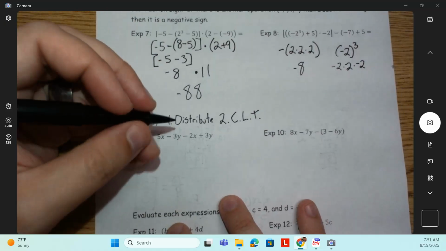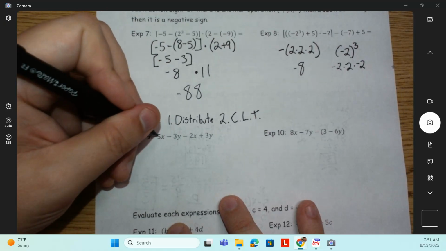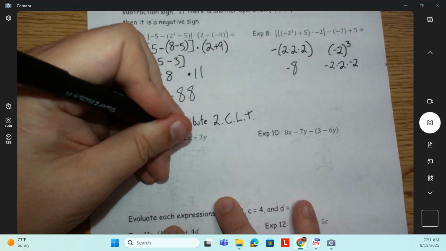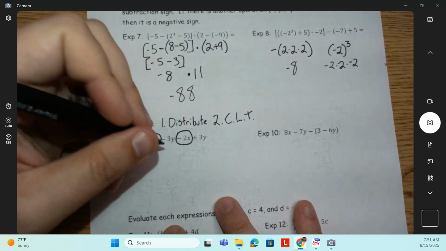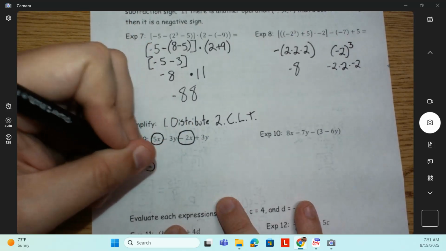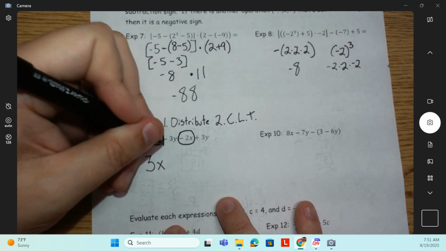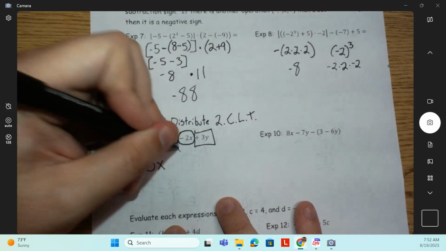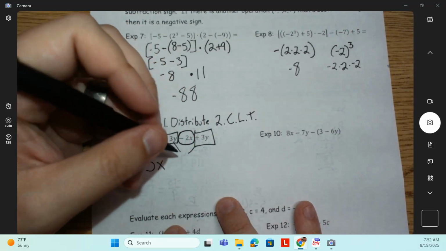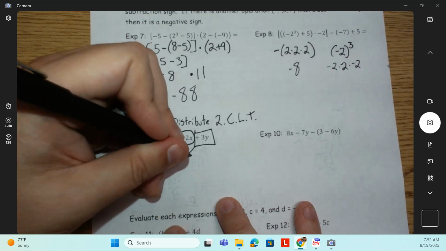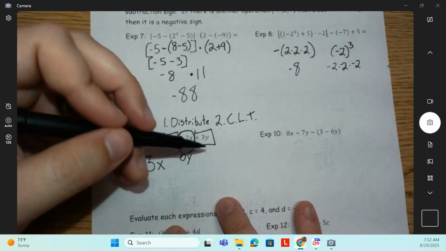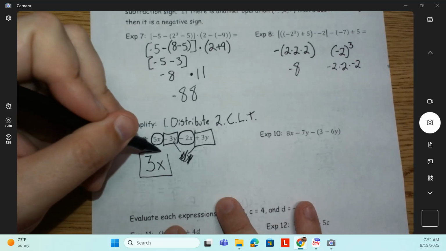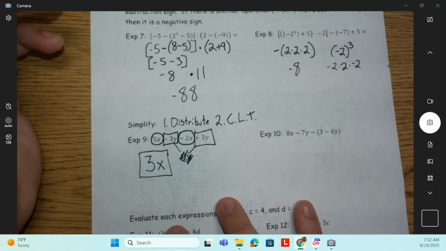So on number 9, I don't have any distributing to be done. I just look and I've got a 5x and a negative 2x to get 3x. And then I have a negative 3y and a positive 3y. When I put those together, it equals 0y, which is just going to go away altogether. So my answer here ends up being just 3x.